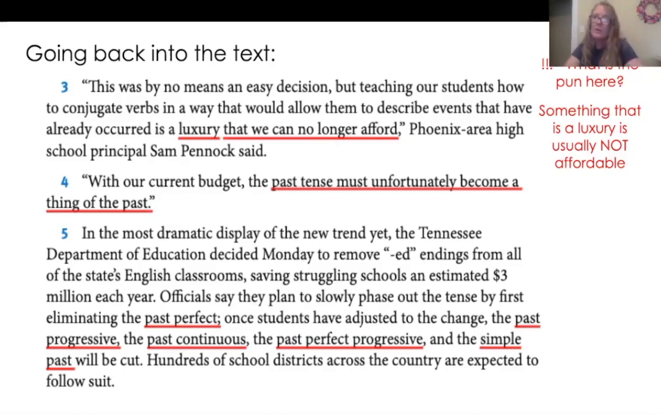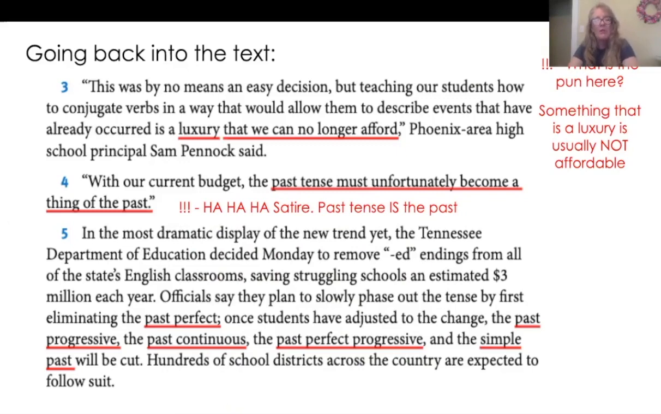So I don't know how using the past tense can be seen as a luxury, but that again rolls into the satire. Let's see, what else have we got? "The past tense must unfortunately become a thing of the past." That's a ha-ha moment right there. Past tense is the past. That's a big play on words. Again, super funny. I hope you caught it.